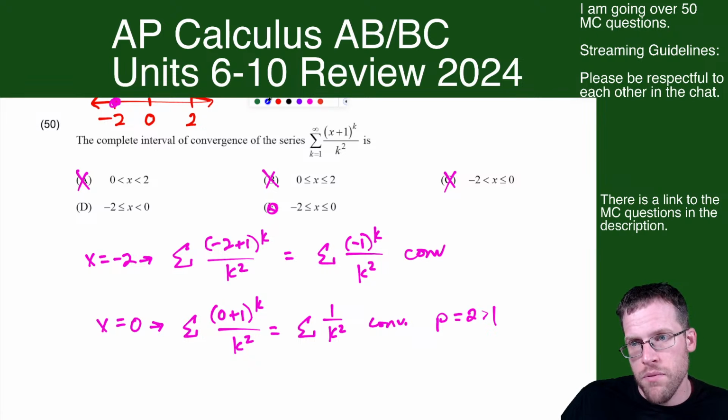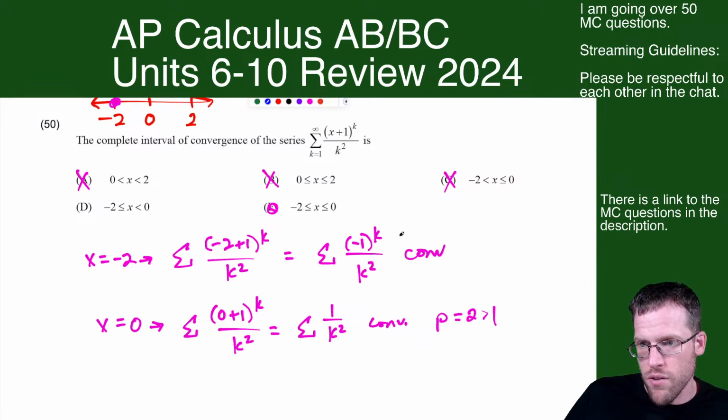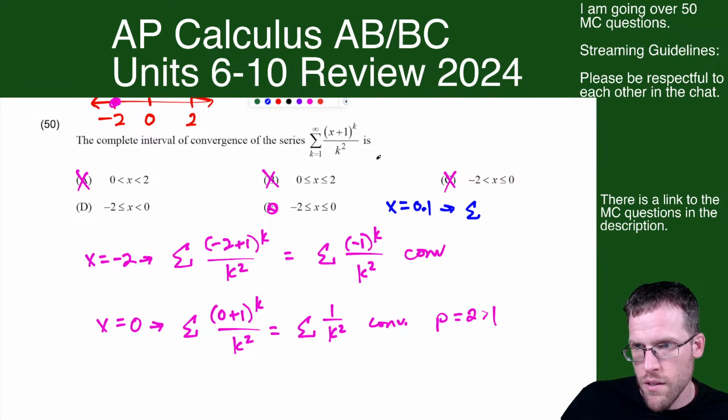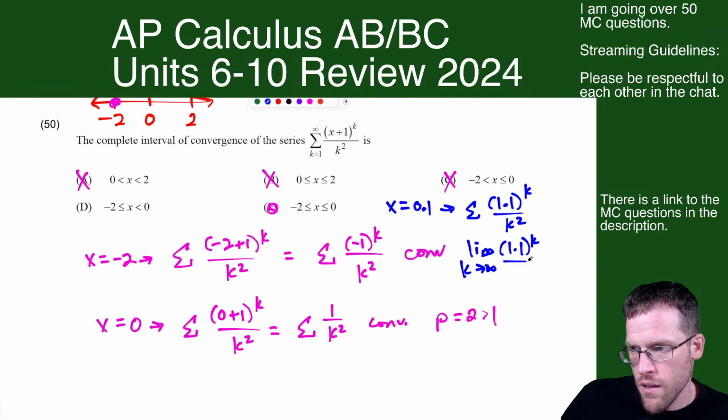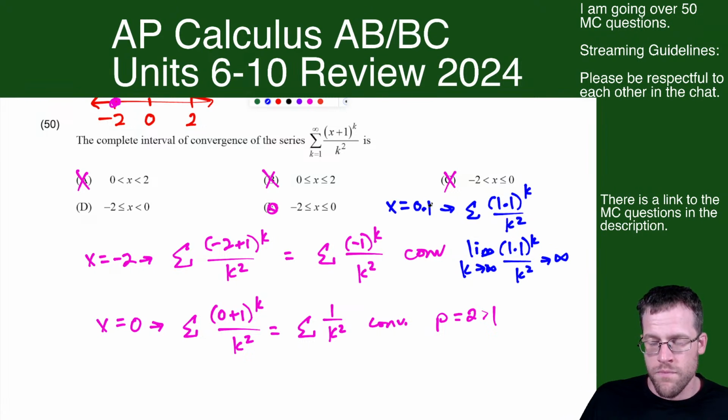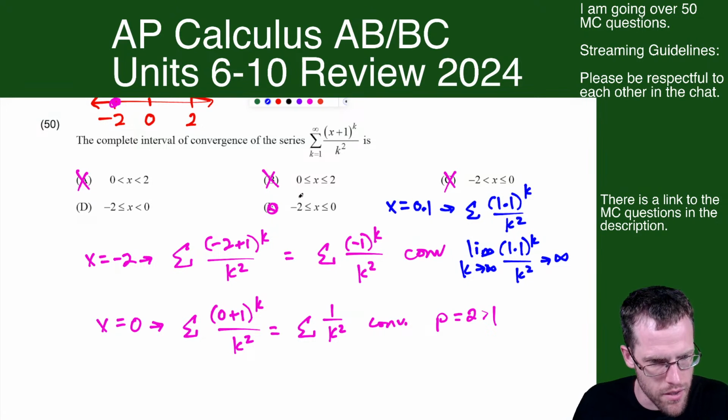Now watch what happens if I plugged in something to the right of 0. If I plugged in, let's say x equals 0.1, then I would get the sum of (0.1 plus 1), which is 1.1, to the k over k squared. See how the limit as k goes to infinity of 1.1 to the k over k squared would diverge to infinity. So using the nth term test, that would diverge. So that's how E is definitely looking good.